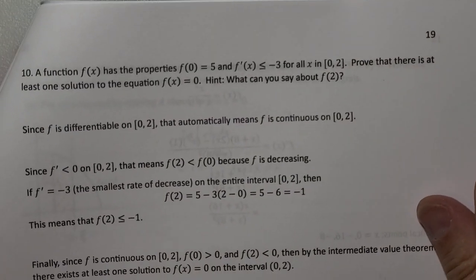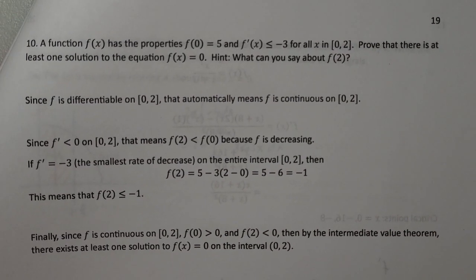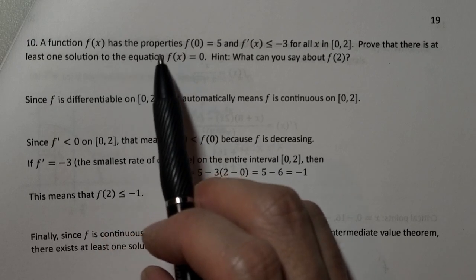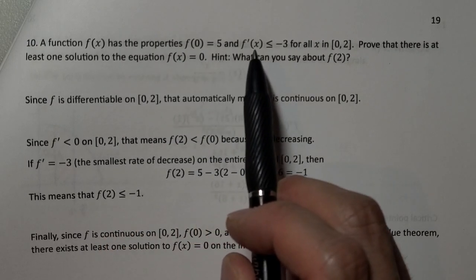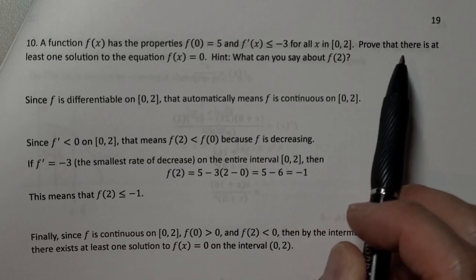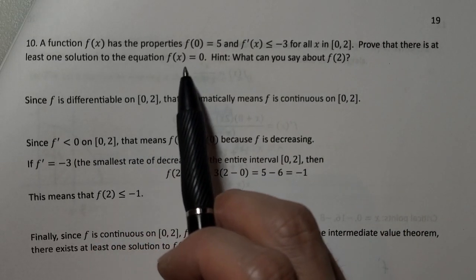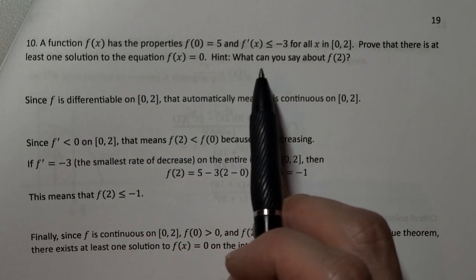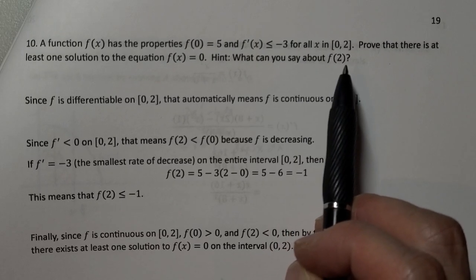I think I'm moving faster in this exam, unless this problem will take long. Function f has the properties f of 0 is 5, f prime of x is less than or equal to minus 3 for all x in 0 to 2. Prove that there's at least one solution to the equation f of x is equal to 0. Hint, what can you say about f of 2?